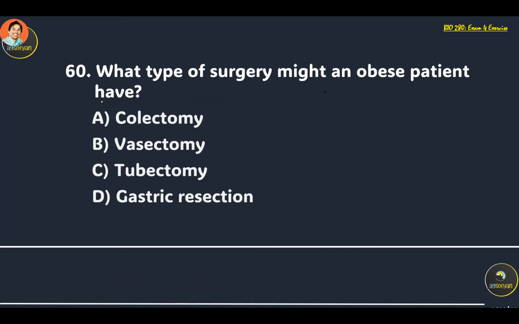What type of surgery might an obese patient have? A, B, C, or D? A, colectomy. This is a removal of colon, which is not for this obese patient. Vasectomy, this is for sterilization. This is not. This is for male. This is tubectomy, which is female sterilization, which is not. So it's going to be the last one over here, gastric resection. Okay, making gastric smaller.